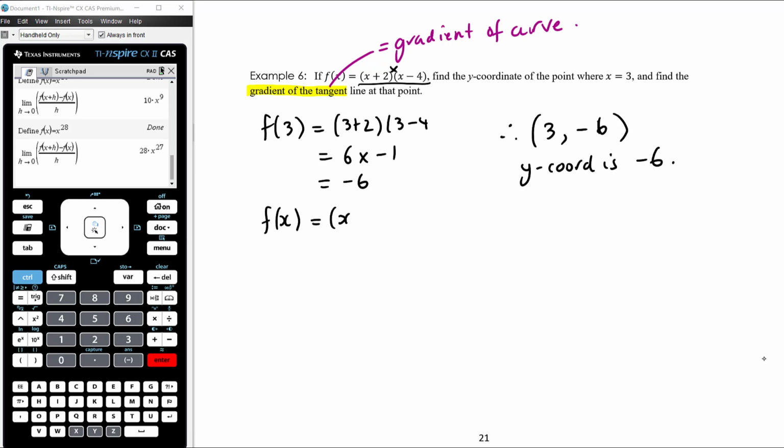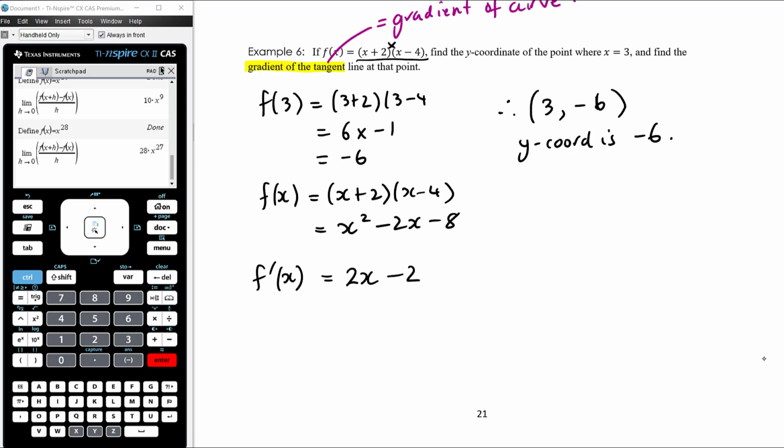So f of x is x plus 2 times x minus 4. If we expand that out, that's x squared minus 2x minus 8. Now it's in a form that we can differentiate because we've only got addition and subtraction between the terms. So f dash x is 2x minus 2. And now we want to find what is the gradient when x equals 3. Okay, so we want to know f dash at 3. So that's 2 times 3 minus 2, which is going to be 4.